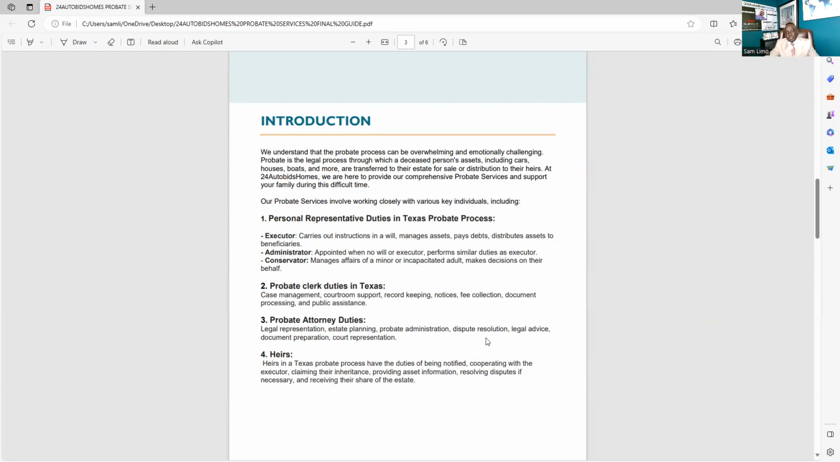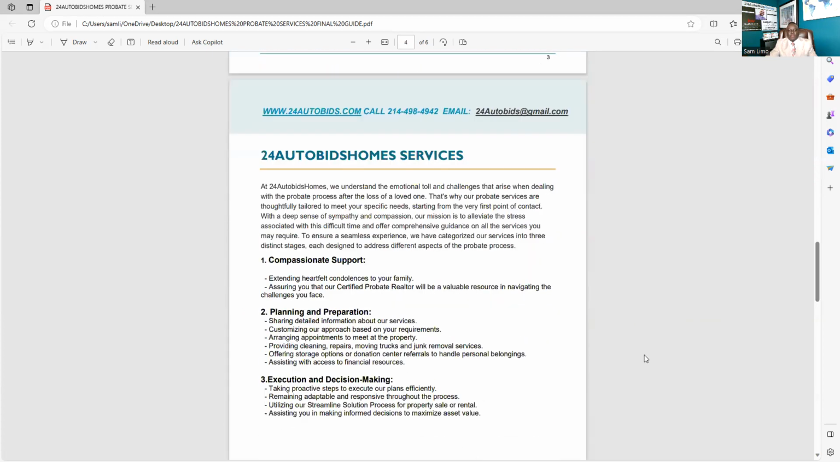Then we have the beneficiary. Beneficiaries are people named in the will, or the family members that have a claim on the assets. So basically, we're going to need them to cooperate, on any resolutions, and they need to disclose the assets and all those things. All right.